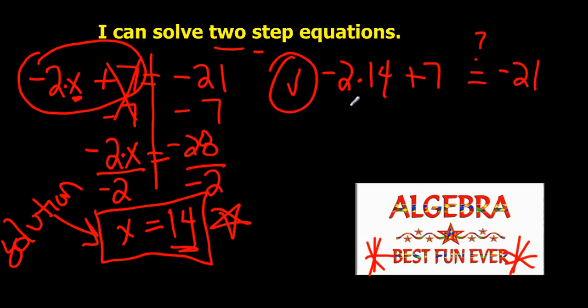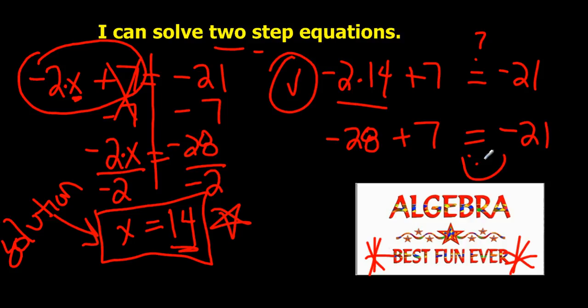So now I follow the order of operations, and I do negative 2 times 14, which gives me negative 28, and then I add 7 to it. And negative 28 plus 7 is, sure enough, negative 21. That makes me smile. Best fun ever. And that, my friends, is a two-step equation.